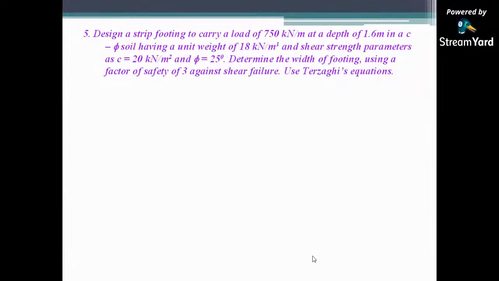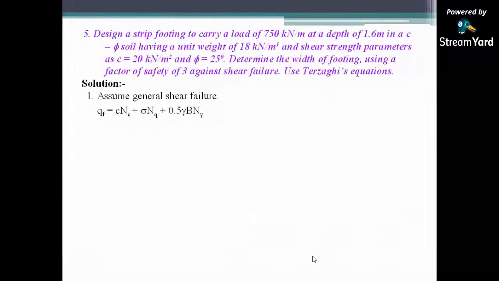So we are going to start the solution for the first. Assume general shear failure. If the phi value is greater than 36 degree, then it is general shear failure, and if it is less than 28 degrees, then it is local shear failure. Since phi equals 25 degree, it should be local shear failure, but here they have assumed general shear failure.